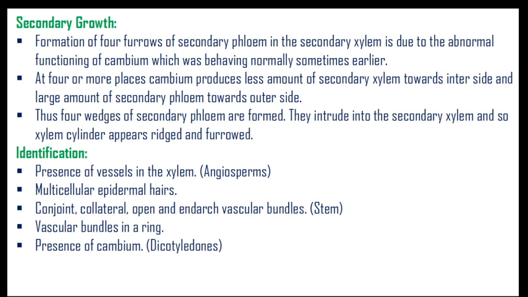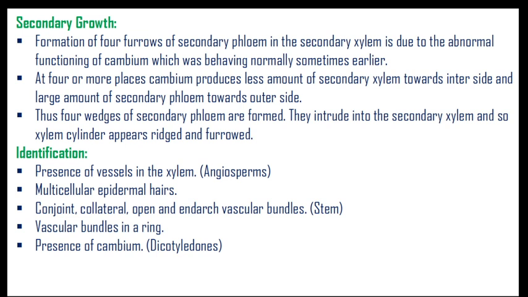Sometimes secondary growth, which can be formed due to the 4 furrows of the secondary phloem in the secondary xylem, is due to the abnormal functioning of cambium, which was behaving normally earlier. At 4 or more places, cambium produces less amount of secondary xylem towards the inner side and a large amount of secondary phloem towards the outside. Thus, 4 wedges of secondary phloem are formed. They intrude into the secondary xylem, and so the xylem cylinder appears ridged and furrowed.